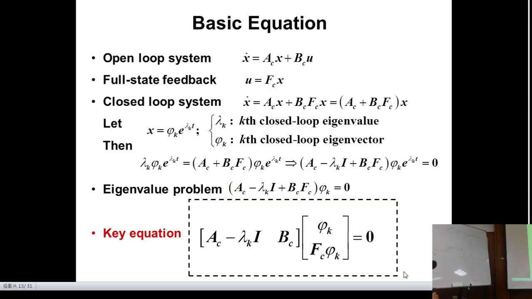In your exam, I gave you only 2 by 2. Right? I gave you B, which is only 2 by 1. Then I asked you to solve the null space vector, which is a function of lambda, right?